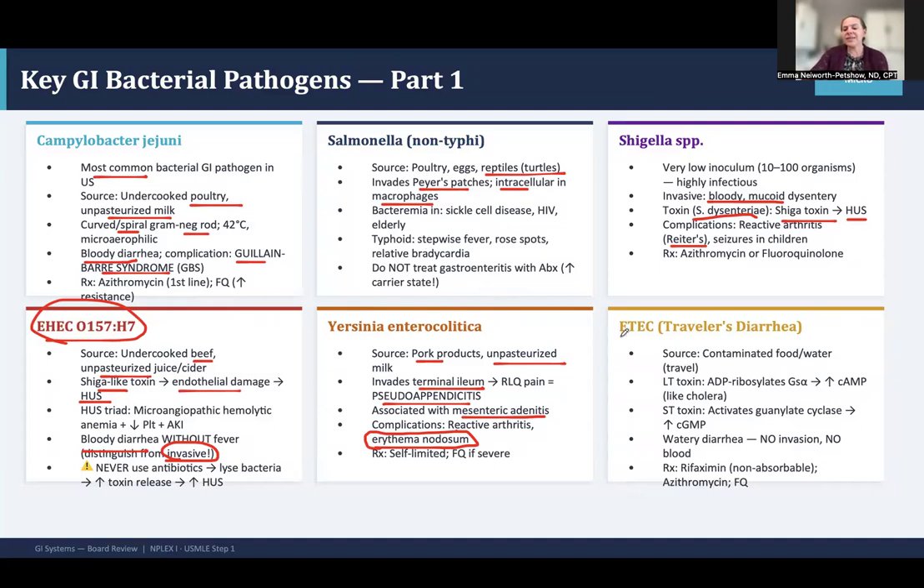And then ETEC, this is going to be a traveler's diarrhea. This is also an E. coli. This is going to be your contaminated food and water. You go somewhere, you eat the bad food, maybe the good food, but it's contaminated and you get sick. There is a toxin. It ADP-ribosylates Gs alpha, which increases cyclic AMP. Kind of looks like a cholera presentation. You also have a Shiga-like toxin, which activates guanylyl cyclase, which increases cyclic GMP. So it's a super watery diarrhea, but there's no invasion into the tissue, so there's no blood, which makes it unique.